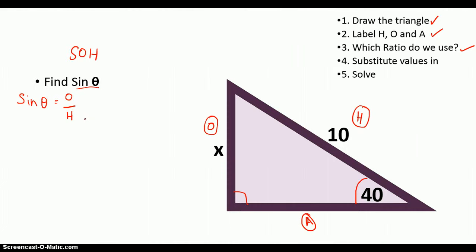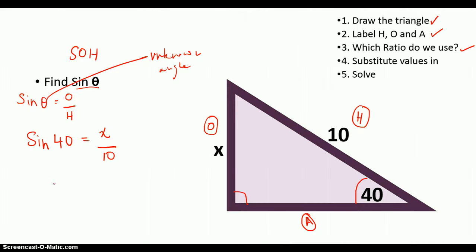So from here, the next step is substitute the values in. So we're going to write sine, but we're not going to write theta this time, because theta, if you remember, represents an unknown angle. But the unknown angle is actually not unknown. We actually know what the angle is. So we're going to write sine 40 instead of theta. And that's going to be divided by x over 10.